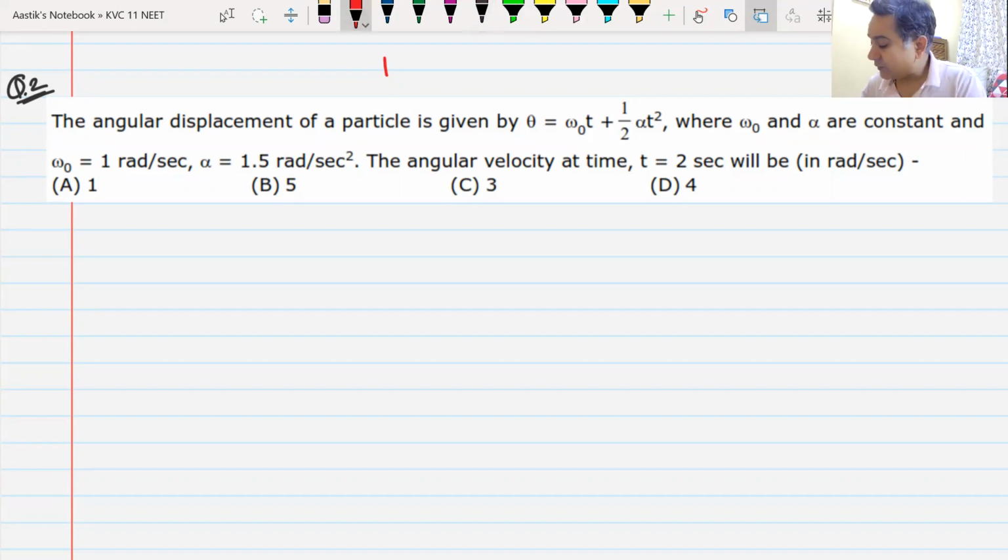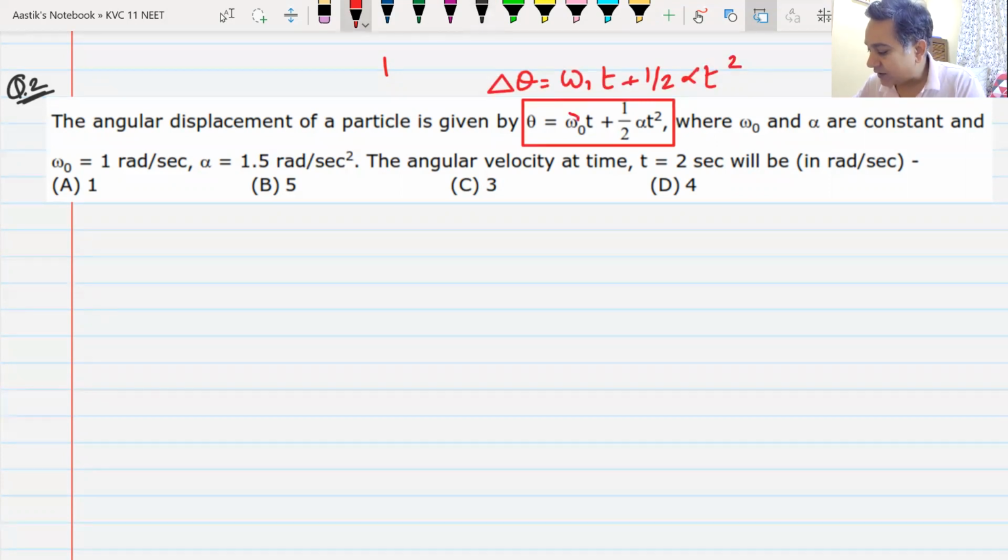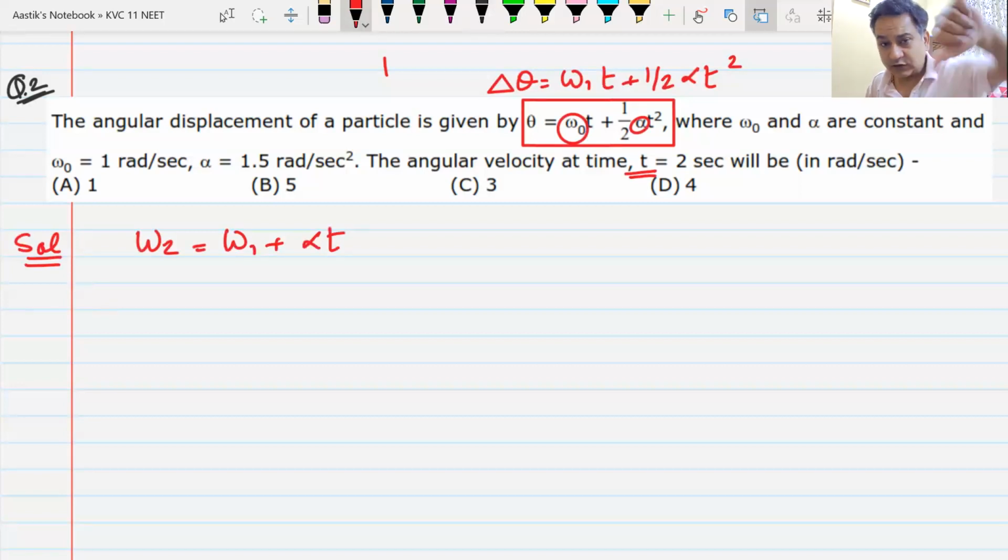Okay. How are you supposed to do this? You look at this equation and you compare it with the equation that we had made. Delta theta is equal to omega 1 t plus half alpha t square. You understand that omega naught is your initial angular velocity and alpha is your angular acceleration, and we have to find the velocity after 2 seconds. So which equation should I use? I should use omega 2 is equal to omega 1 plus alpha t. Yes or no?